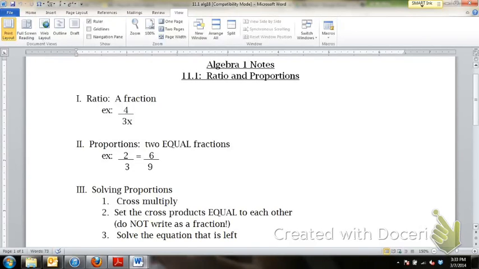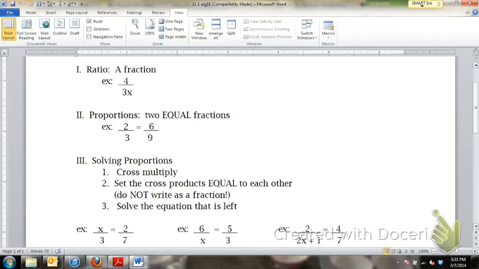In 11.1, we're going to take a look at ratios and proportions. So a ratio is just a fancy word for a fraction. But because it's algebra, now our fractions are going to have x's in them, or y's, or whatever letter. And a proportion is just two equal fractions.